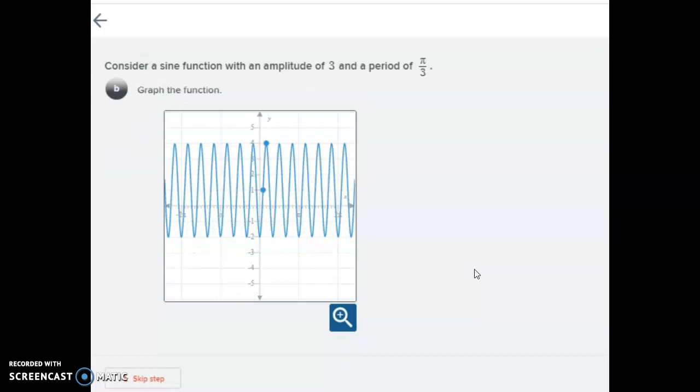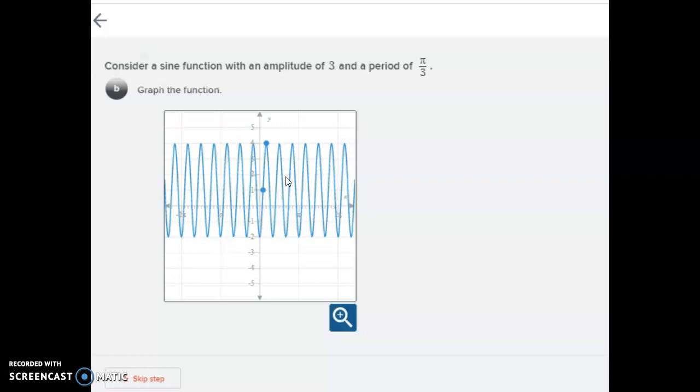All right, now it wants us to graph this function. And remember what it is, 3 sine 6x. All right, so again, we have these control points. This is 2 pi right here. I don't know if you can read under the blue graph, but 2 pi is right here. So right now, I don't need a vertical translation. This has been vertically translated.